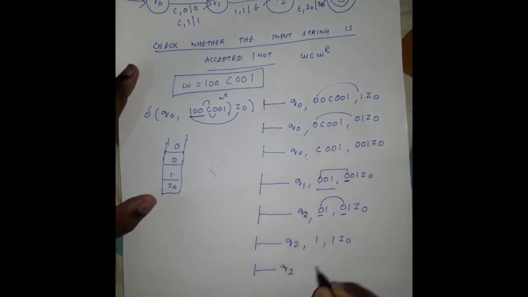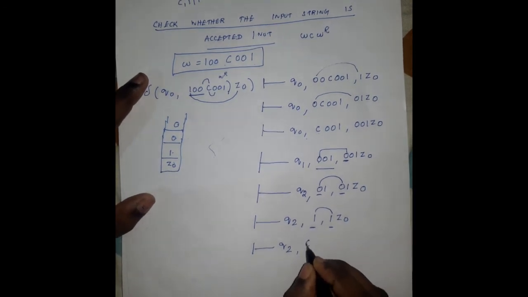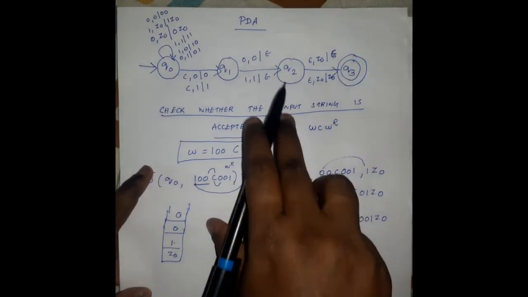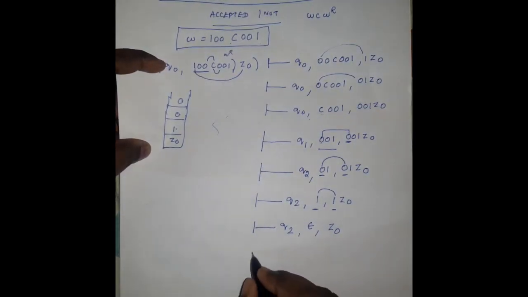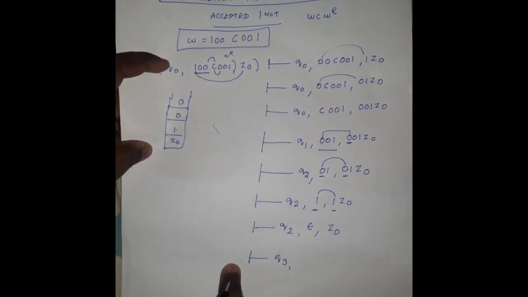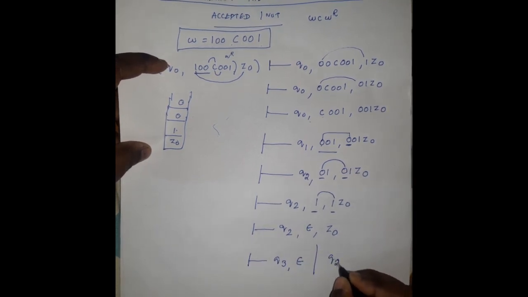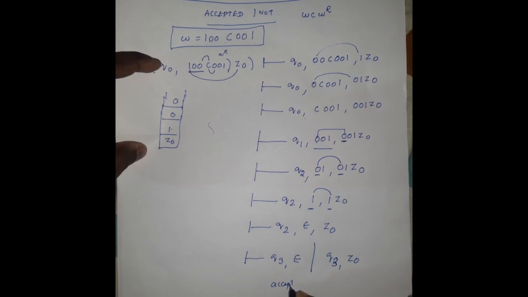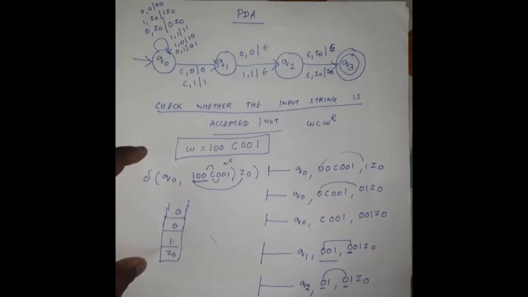The final step is Q2. For this 1, the stack element is popped, leaving Z0. Here there is no element left in the input, so epsilon is present, and the stack has Z0. You can clearly see that Q2, on epsilon, goes to the final state Q3. If the acceptance is by empty stack, you have to write epsilon; for the final state, you have to write Q3 with Z0. So the given input string is accepted because the whole input string is consumed by this pushdown automata.